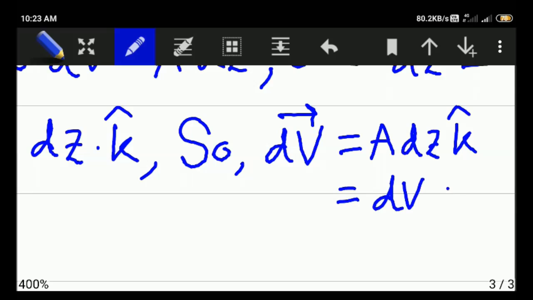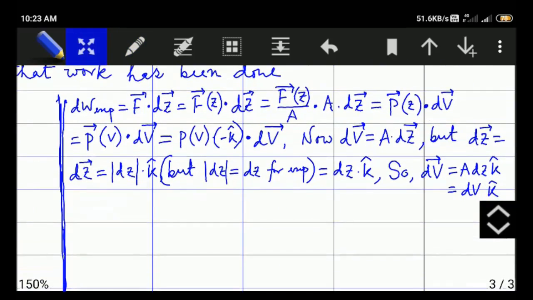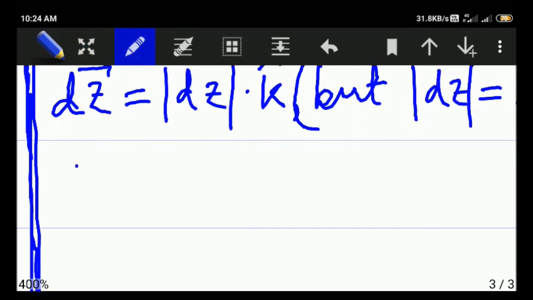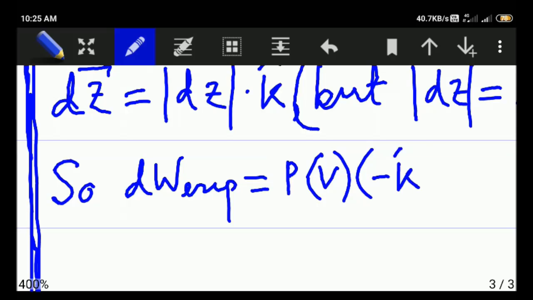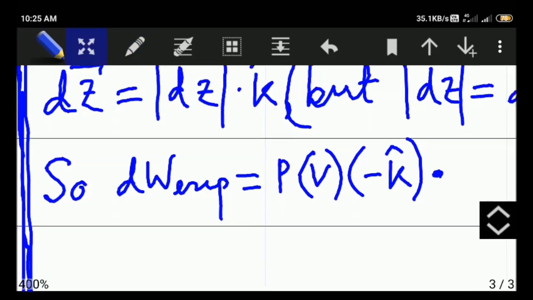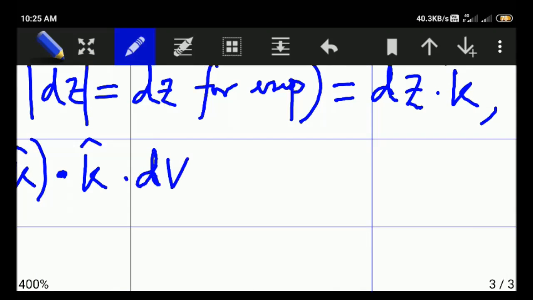So now dW expansion will become P(V) minus k unit vector dot k vector into dV. Now the dot product will be minus k dot k, that is equal to minus 1. So it will be minus P(V) into dV. So this is for expansion.